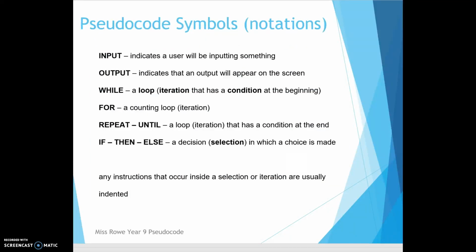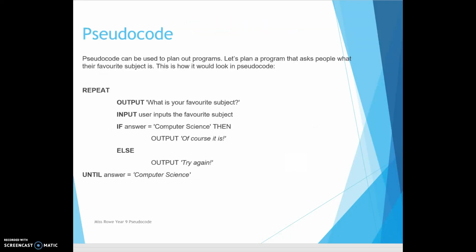Pseudocode symbols and notations. We've got input, output, while, for, repeat, until, if, then, else. I'm not going to go through these now because I've given you a brilliant glossary, and I also printed out handouts for your books with all this information on. It's something we're not going to go over now because the information is in your workbooks.